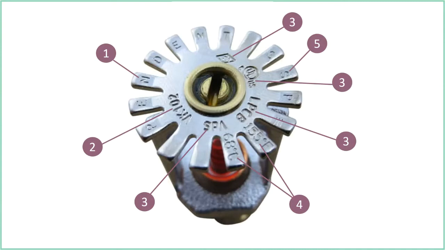VDS, which is the one based in Germany. So a lot of the European countries will be adopting VDS as their go-to approval body. And then FM and UL are two that are based in the USA, but obviously have a global influence as well. So this particular sprinkler head has got all 4 of these approvals.